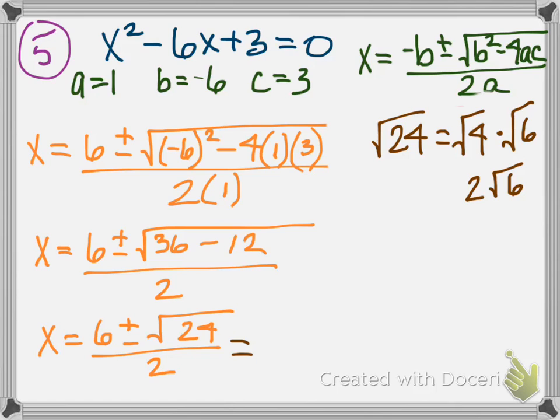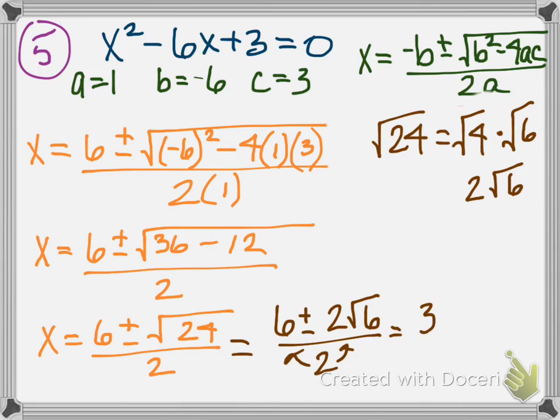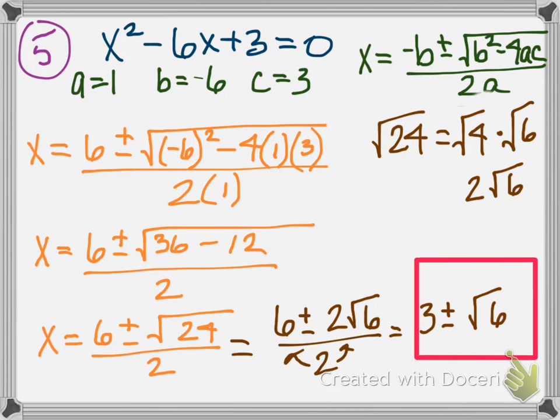So I would rewrite this as 6 plus or minus 2 times the square root of 6. That's what replaces the square root of 24. And then this gets divided by 2. Both of these would get divided by 2, so I would have 3 plus or minus 2 divided by 2, which is just 1, the square root of 6. And this is another acceptable answer.